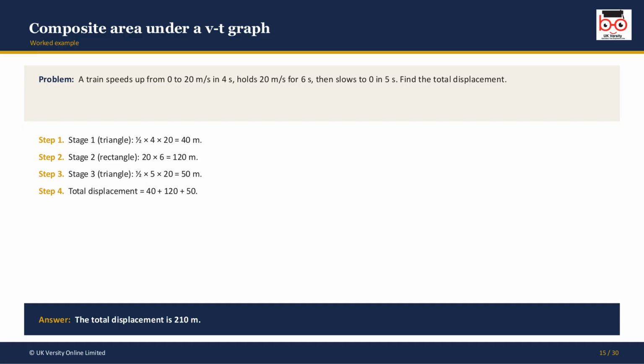The last stage is another triangle, a half times 5 times 20, giving 50 meters. Add them up, 40 plus 120 plus 50, and the total displacement is 210 meters.